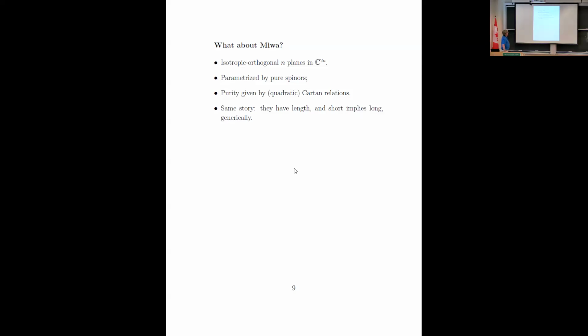So you've got these Cartan relations, and the same story. They have length, and the short implies long generically. It's interesting because the calculations with spinors are actually easier. So I don't know if there's a moral there.